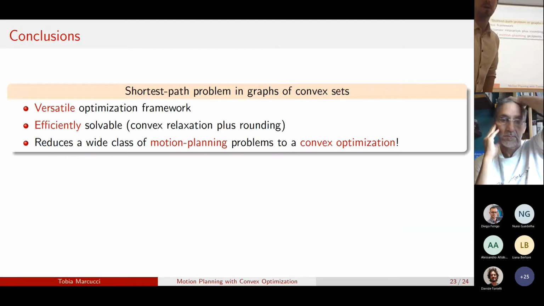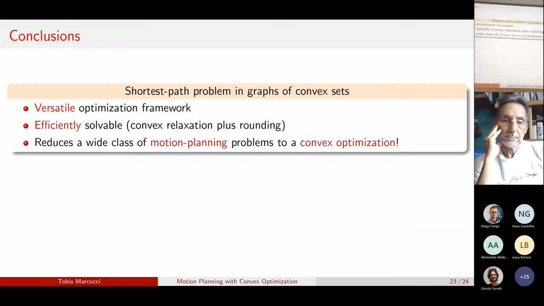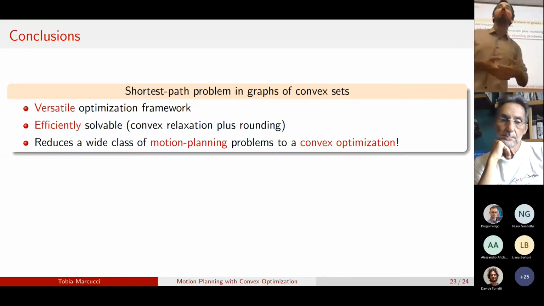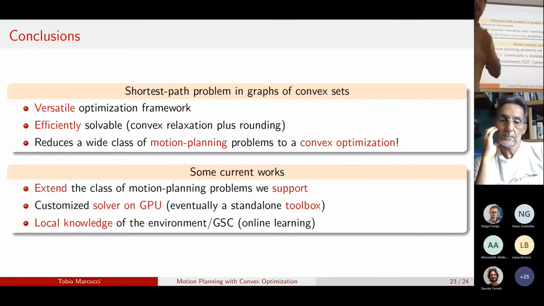So let me conclude. I hope that I convinced you that the shortest path problem in graphs of convex sets is a versatile optimization framework. More or less any problem that can be fit in that form can be solved efficiently. And in particular for motion planning problems, it reduces very often the complicated motion planning problem to a simple convex optimization, a linear or a second order problem. We are now working on extending the class of motion planning problems with support for acceleration constraints I mentioned, and other things like vision constraints, for example, for mobile platforms with arms and vision.